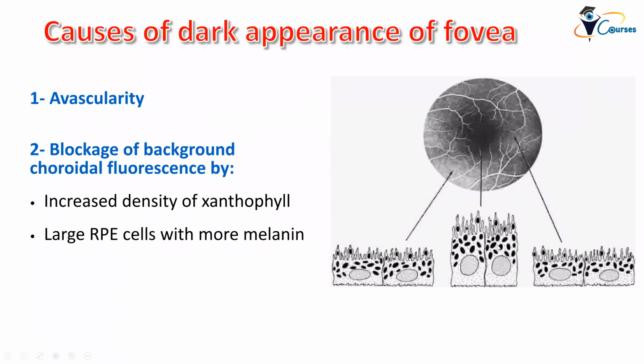This melanin is a pigment. It will cause blockage of the underlying choroidal fluorescence. Also, the fovea looks yellowish because of the presence of another pigment called the xanthophyll pigment. So this xanthophyll pigment also will cause blockage of the fluorescence. We will cover now what is meant by blockage, but just for now, it is due to avascularity and also the increased density of the pigments, either the melanin from the retinal pigment epithelium or the xanthophyll pigments.